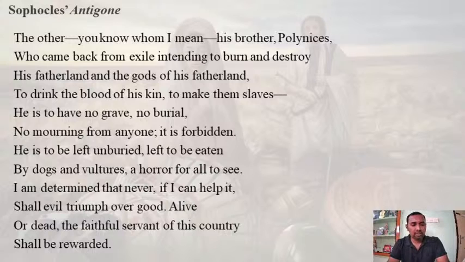I have made a proclamation concerning the sons of Oedipus as follows. Eteocles, who fell fighting in defense of the city, fighting gallantly, is to be honored with burial and with all the rights due to the noble dead.